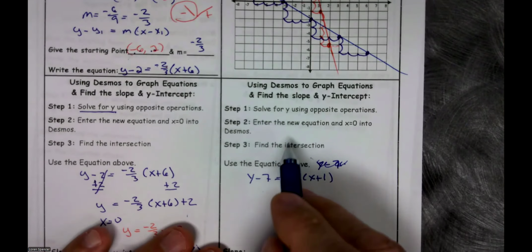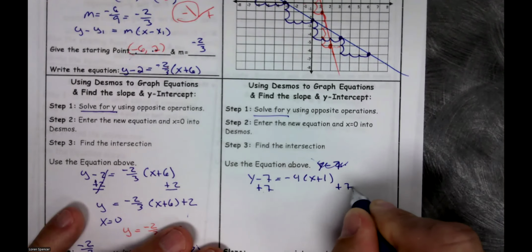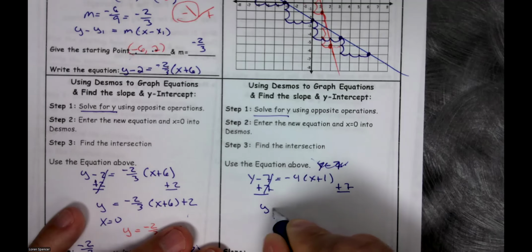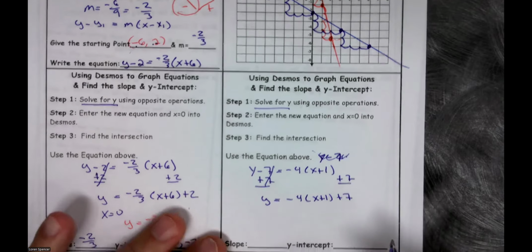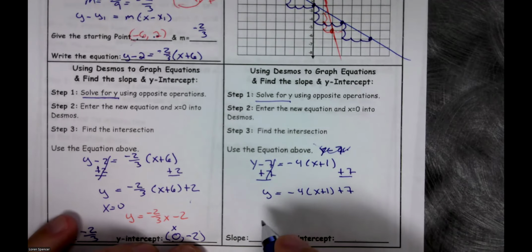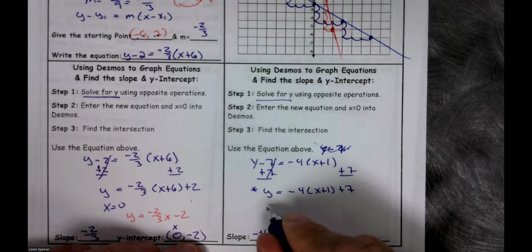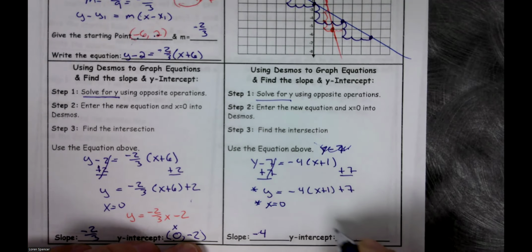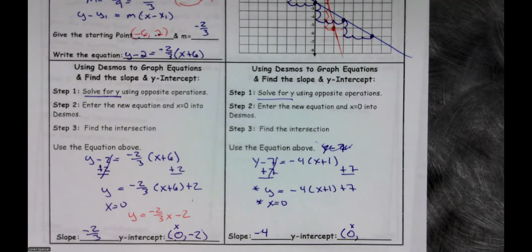Well, the goal is to get y by itself, solve for y. So to solve for y, I'm going to move the 7 by adding 7. This drops off and I get y equals negative 4 parenthesis x plus 1 plus 7. All right, well, we already know our slope. Our slope is negative 4. And we know we need to plug in, we're going to go to Desmos, we're going to plug in this equation, plus we're going to plug in x equals 0, because we're going to want our y-intercept. But we should already know this first value better be 0. Where it crosses the y-axis, we know that's going to be 0 every single time. So let's go plug those two equations in and see what happens.